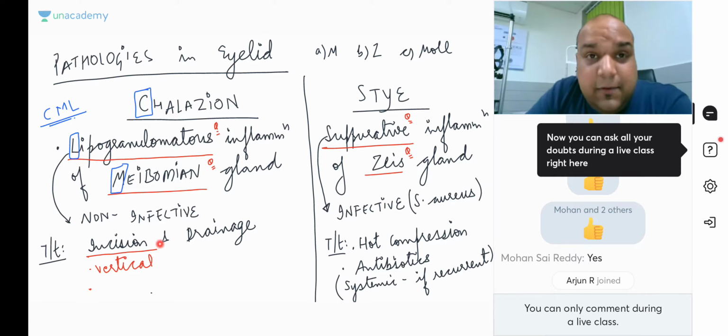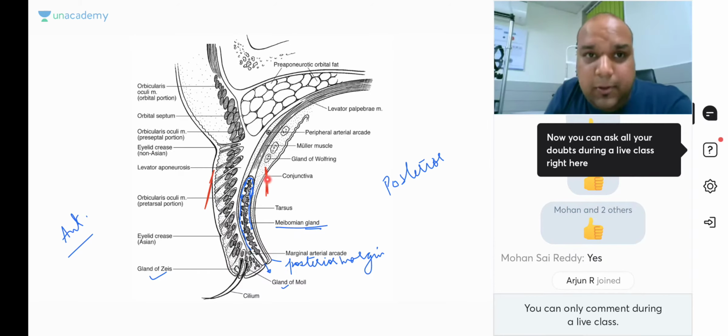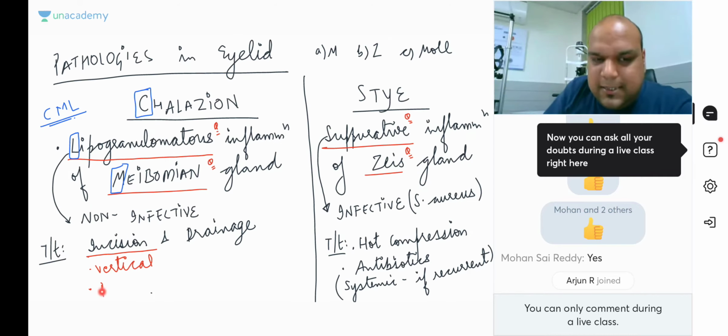And secondly, where is the incision given? I'll go back to the back page. This is the anterior surface. This is the skin. Will I give incision on the skin or on the conjunctiva, the posterior surface? If I give an incision here, it will lead to formation of scar, cosmetic blemish. So we invert the eyelid and then we incise the conjunctiva. So the incision is given on the posterior surface.